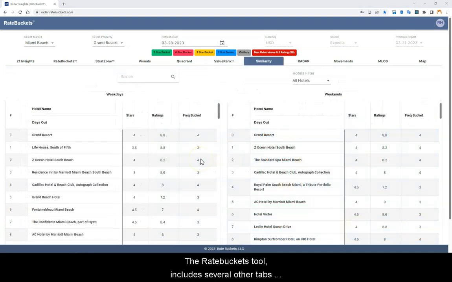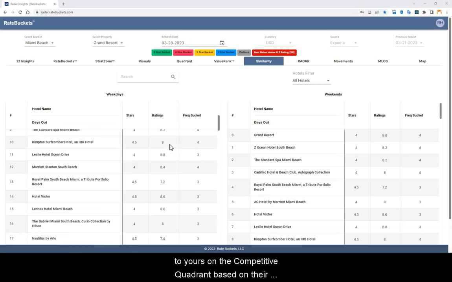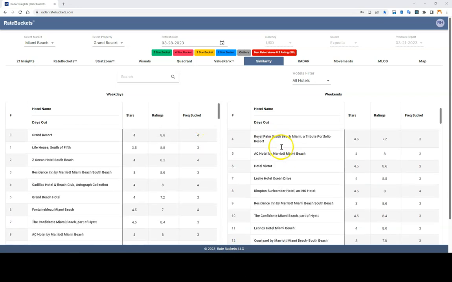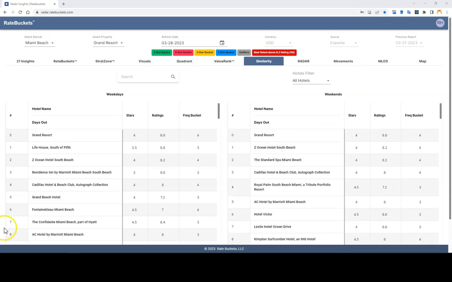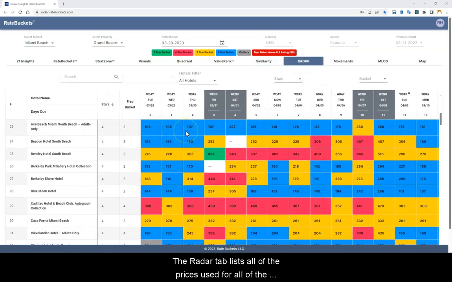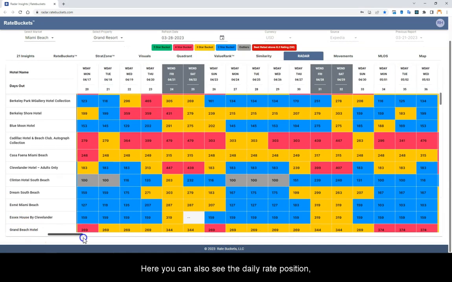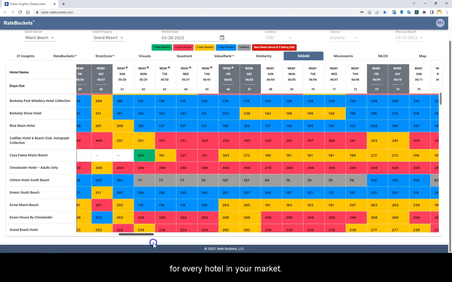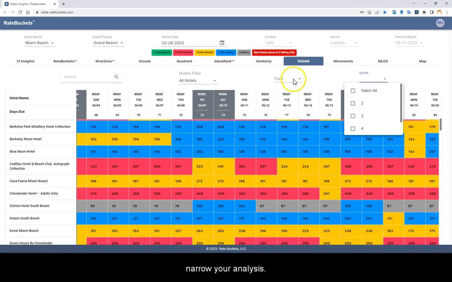The Ratebuckets tool includes several other tabs that we will briefly discuss. The Similarity tab shows the hotels that are usually close to yours on the competitive quadrant based on their rates and rating. In essence, these could be considered your closest pricing competitors. The Radar tab lists all of the prices used for all of the analysis in Ratebuckets. Here, you can also see the daily rate position for every hotel in your market. You can segment this data by several different filters to narrow your analysis.